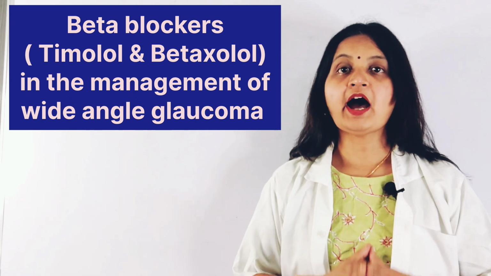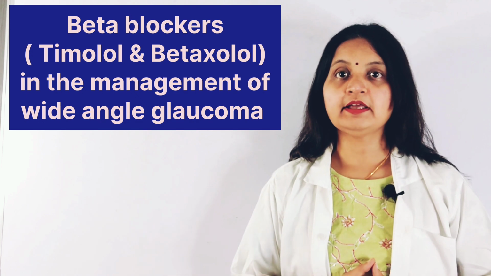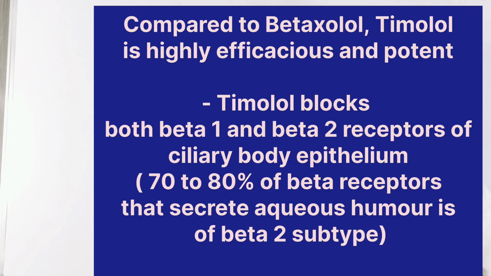Beta blockers such as timolol and betaxolol are preferred drugs in the management of open-angle glaucoma. Timolol is a highly efficacious and potent drug in reducing the intraocular pressure compared to betaxolol. This is because timolol is a non-selective beta blocker, blocking the beta-2 receptors in addition to blocking the beta-1 receptors.